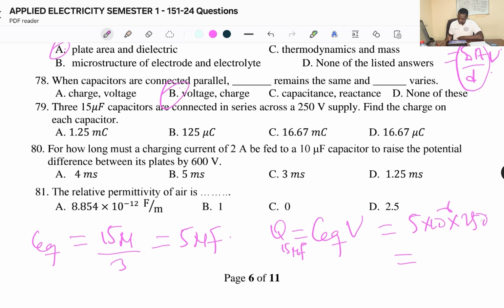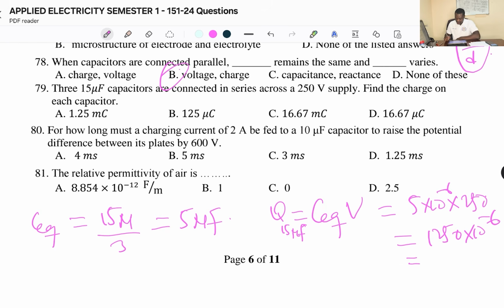Here we can write 0.5 times 250. I think that is going to be equal to 125, right? So 125 times 10 to the power minus 6. If we're to do this, I can express this in milli. So in milli, that will be 1, 2, 3. So 1.25 millicoulombs.